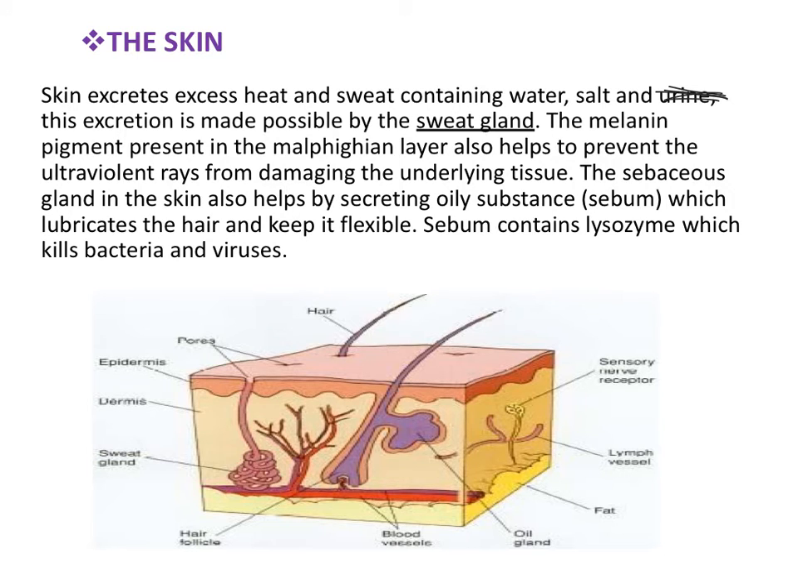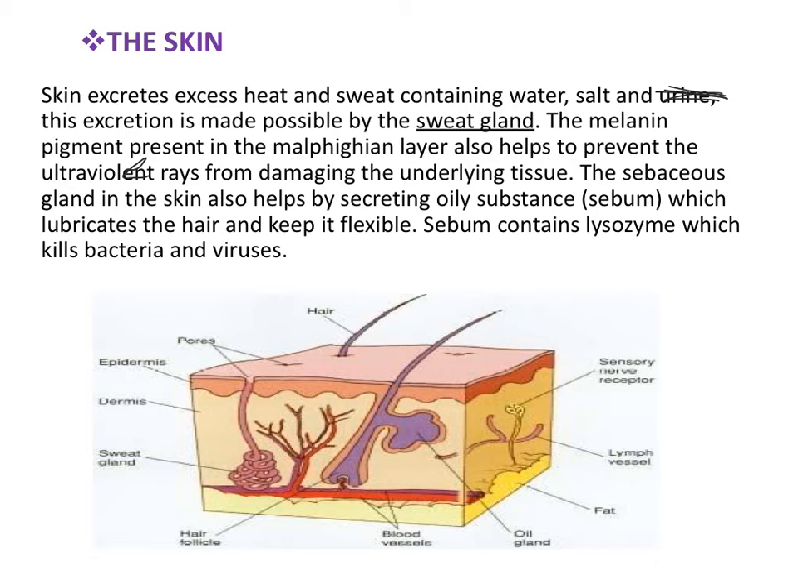This excretion is made possible by the sweat gland. The melanin pigment present in the malpighian layer also helps to prevent the ultraviolet rays from damaging the underlying tissues. The sebaceous gland in the skin also helps by secreting an oily substance called sebum, which lubricates the hair and keeps it flexible. Sebum contains lysozyme, which kills bacteria and viruses.